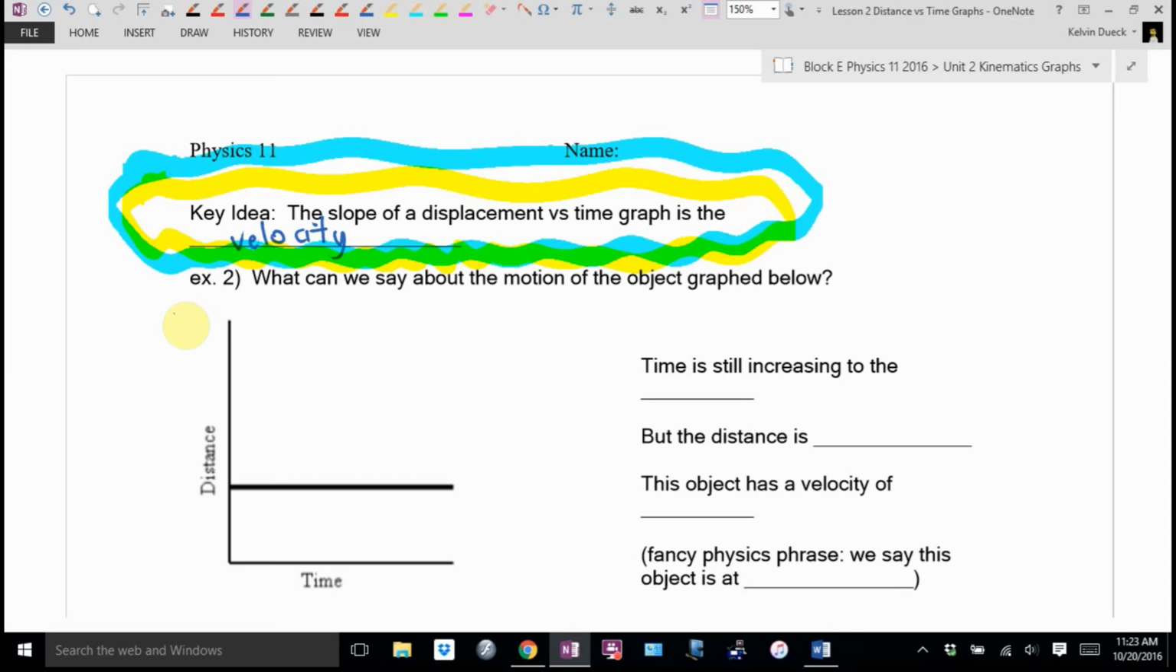Okay. We'll be looking at 3 graphs this unit. We'll be looking at distance versus time, velocity or speed versus time, and acceleration versus time. So get in the habit of checking which graph it is. I wrote down here, time is still increasing to the right. Time's getting bigger.